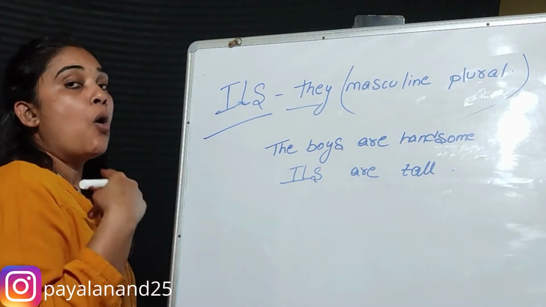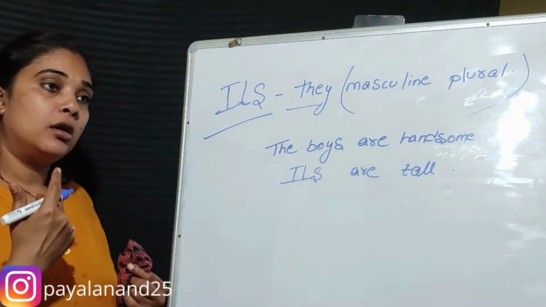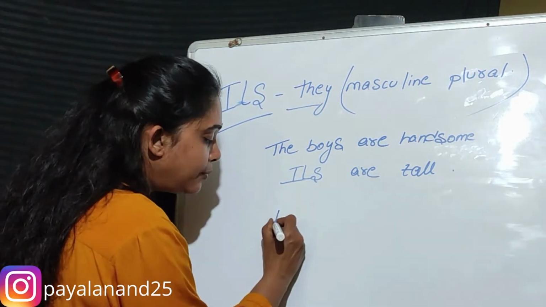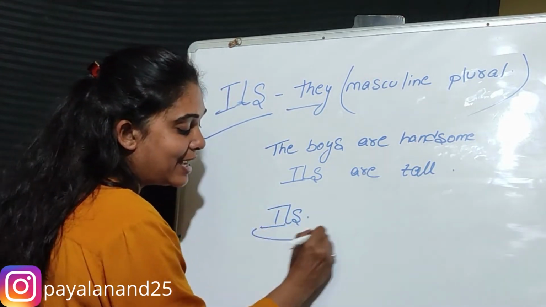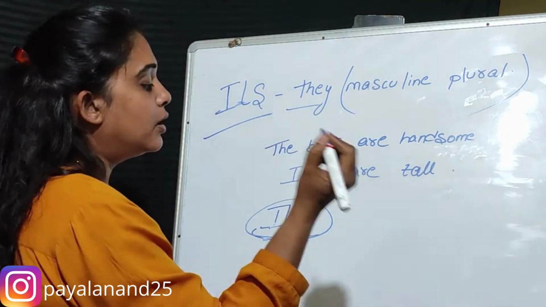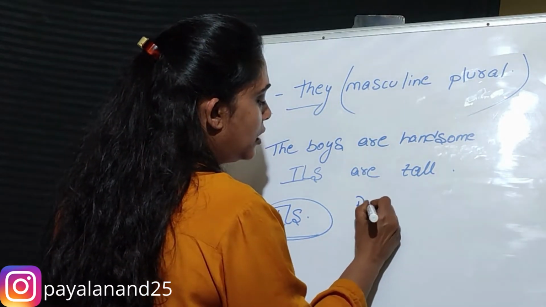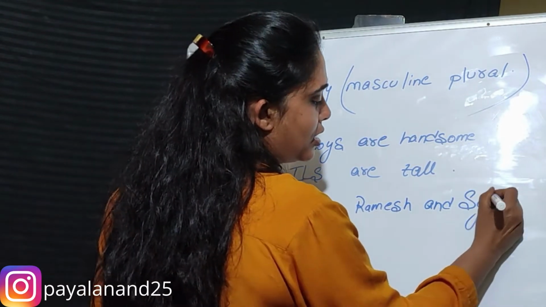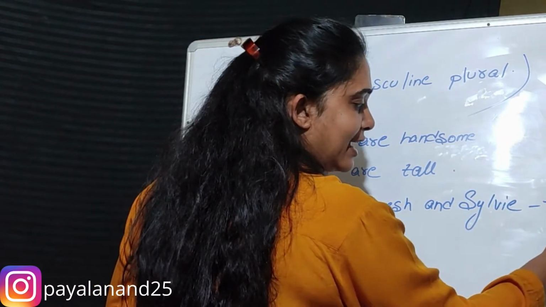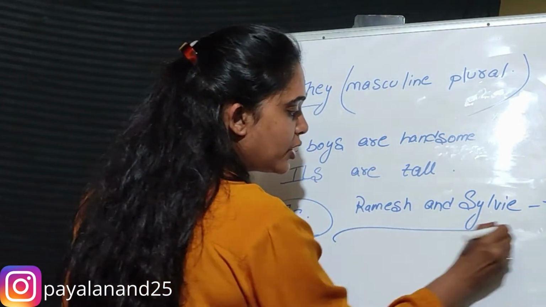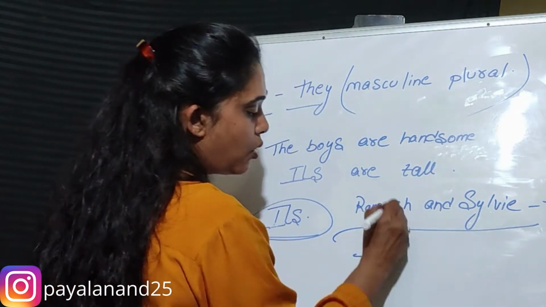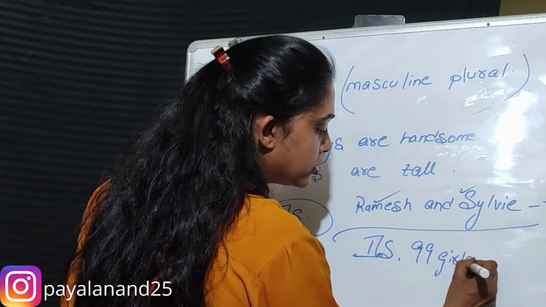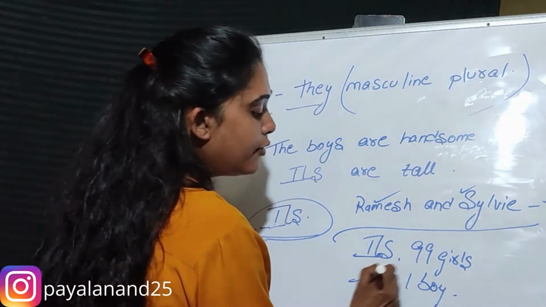They, plural. One more condition is there. If 99 girls are there and one boy is there, at that time also, as per the French rule, we take "ils". For example, Ramesh and Sylvie. We simply replace it with "they" in English, but in French we have to take "ils". One boy, one girl, or 99 girls and one boy also makes your "ils" form.